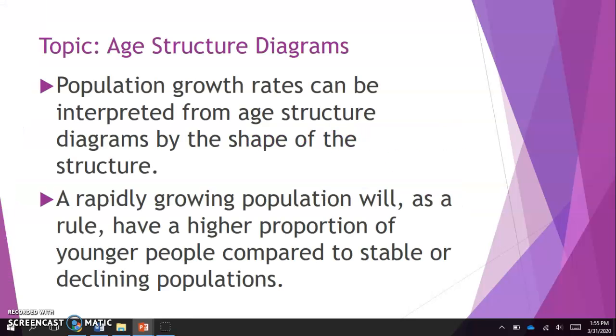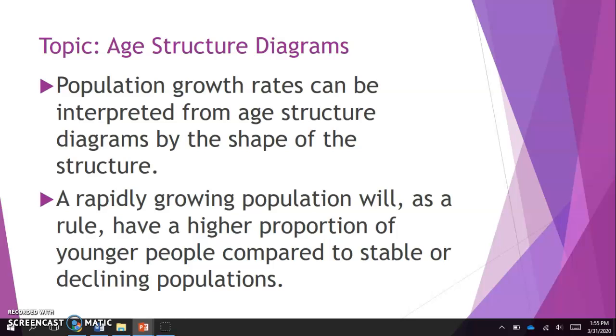So we're talking about age structure diagrams today, just reviewing those. Remember that population growth rates can be interpreted from age structure diagrams by the shape of the structure. Whatever the pyramid looks like can give you some insight on what's going on with the populations in a country. So we're moving on from population ecology to actual human populations right now, because we did them both in one unit. A rapidly growing population will, as a rule, have a higher proportion of younger people compared to stable or declining populations. And remember, you can glean that information from the shape of a population pyramid.